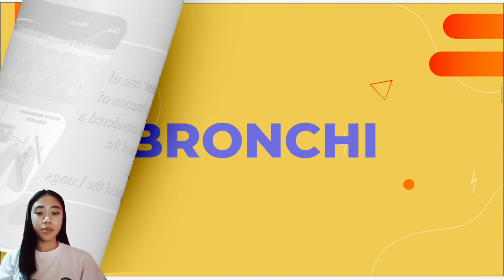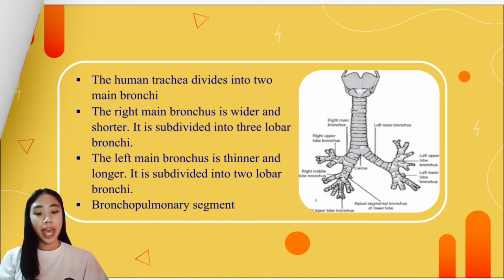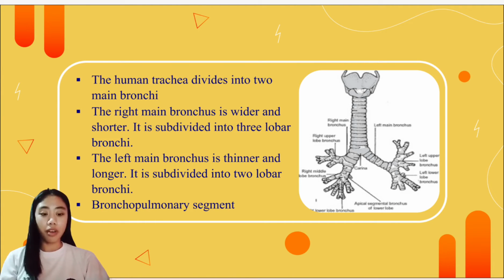So next is the bronchi. The human trachea divides into two main bronchi, also called the main stem bronchi, that extend laterally into the left and right lung respectively at the level of the sternum. The point where the trachea divides into the bronchi is called the carina. The right main bronchus is wider and shorter than the left main bronchus, which is thinner and longer. The right main bronchus subdivides into three lobar bronchi, while the left main bronchus divides into two.